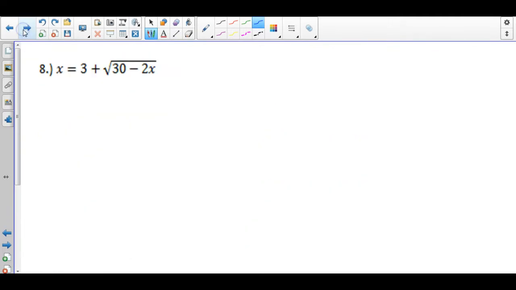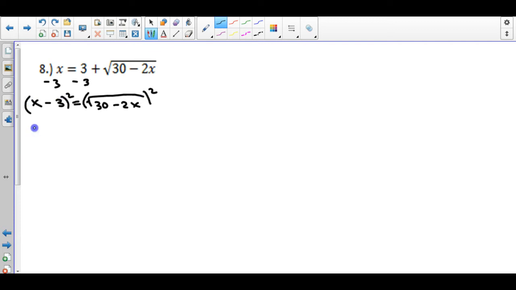So the next problem we're going to do then is to solve a radical equation that is going to have extraneous solutions. This one's going to be a little bit longer. So first thing that we're going to have to do here, again, is isolate the square root part of this, which means I'm going to have to subtract 3 on both sides. So I'll do that. So I'm going to have x minus 3 equals the square root of 30 minus 2x. And then again, we're going to have to square both sides to get rid of the square root.